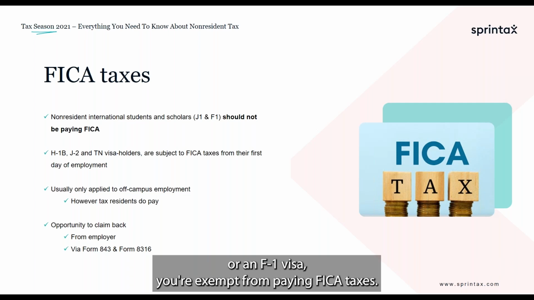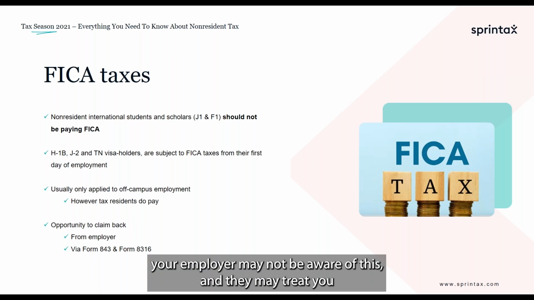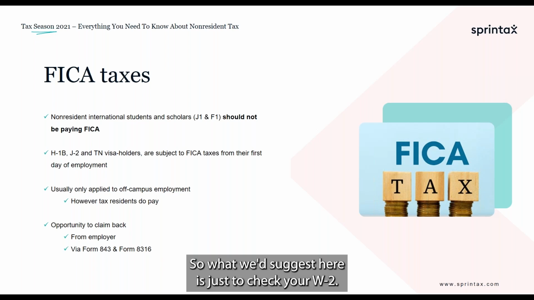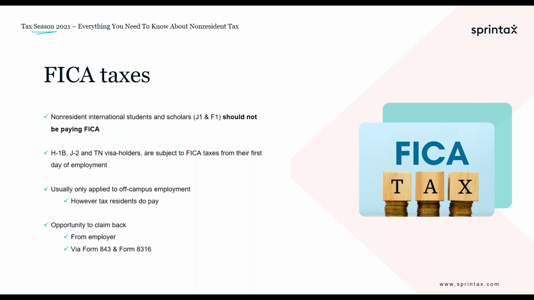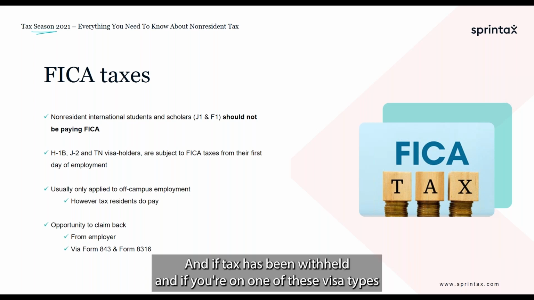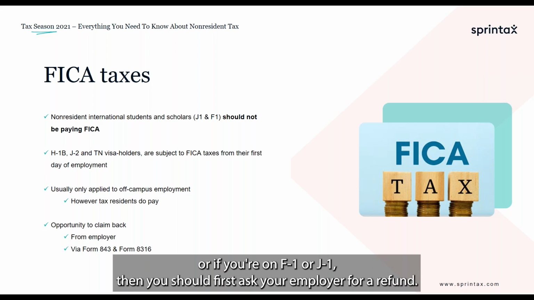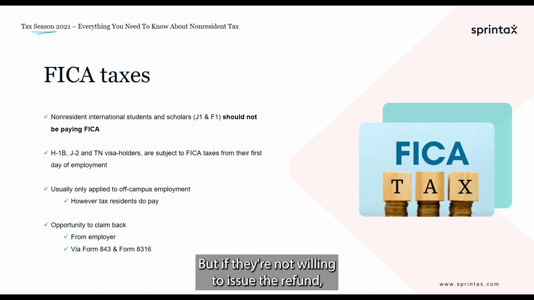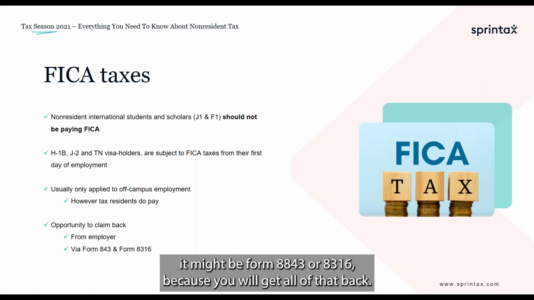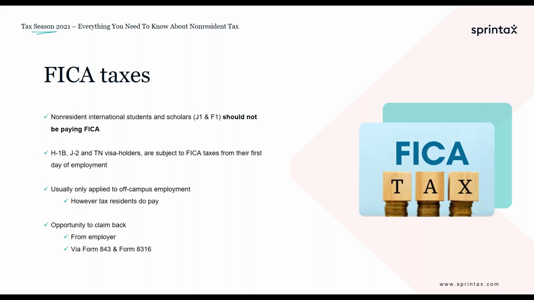But in a lot of cases, your employer may not be aware of this, and they may treat you the same as they would a resident who does need to pay FICA taxes. So what we'd suggest here is just to check your W-2. There is a section on there that says FICA or Social Security or Medicare, and if tax has been withheld, and if you're on one of these visa types, so if you're on F1 or J1, then you should firstly ask your employer for a refund. But if they're not willing to issue the refund, then definitely submit a FICA return through Sprintex via Form 843 or 8316, because you will get all of that back.